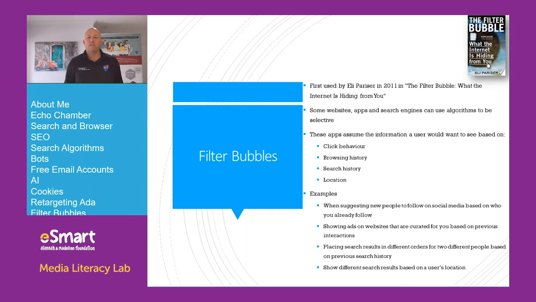Showing ads on websites that are curated for you based on previous interactions. Placing search results in different orders for two different people based on previous search history. And also, maybe showing different search results based on a user's location. So if I'm based here on the Gold Coast and searching for something, and someone's based over in England, London, searching for something, the results may be different based on where we're searching from, because it's a different local context.